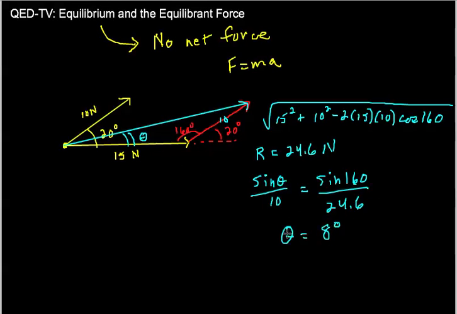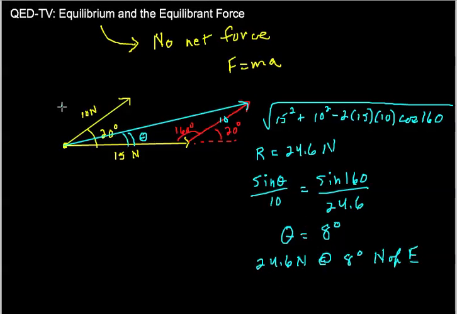And so the resultant force is going to be 24.6 newtons at 8 degrees north of east. 8 degrees north of east. Another way, that's right here.